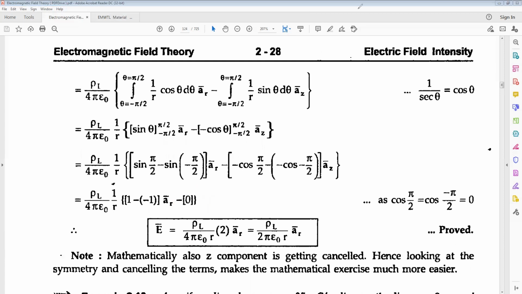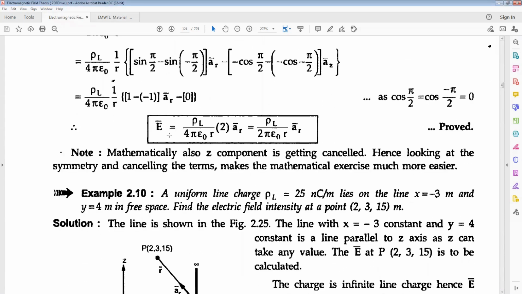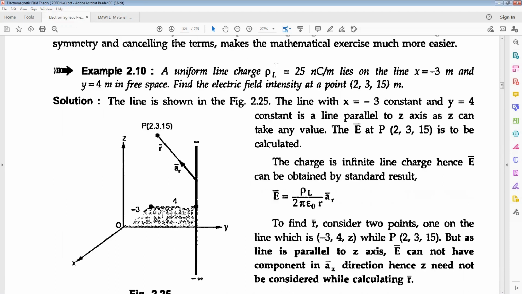Got it, my dear students? Understand? Mathematically also, the z component gets cancelled. Hence, looking at the symmetry and cancelling terms makes the mathematical exercises much easier. The next example you can see.